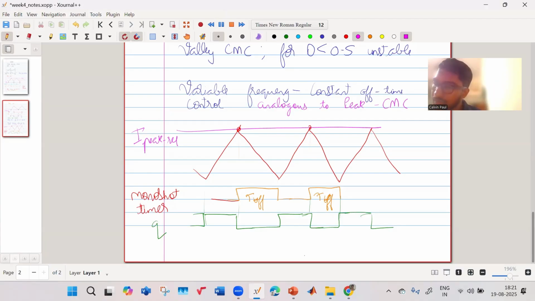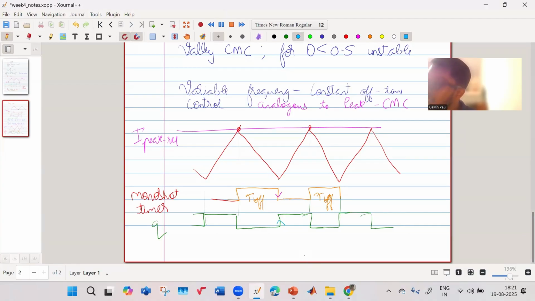Let me repeat again for you to understand better. You have a constant off time. Your off time is fixed. You know your off time is fixed when your current reaches the peak. When your current reaches its peak, it will start falling because your switch is turned off. The amount of time for which it falls is fixed. The T off is fixed. Then once T off has elapsed, once it finishes, there will be an edge.